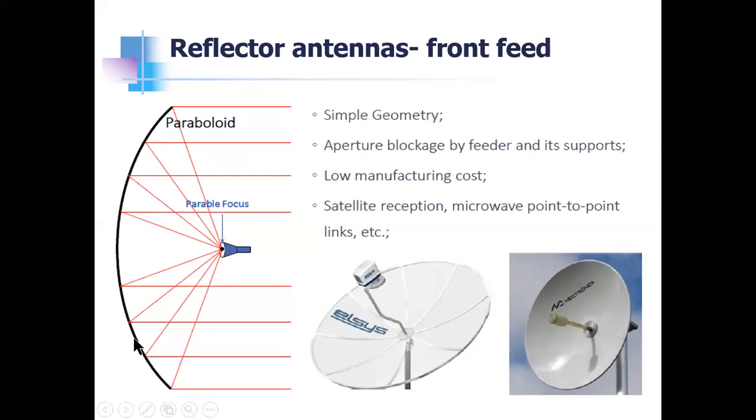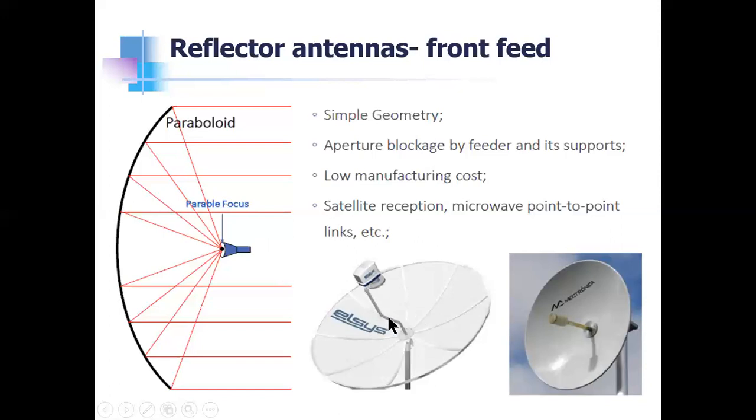Okay, so this is one figure which I got from Google for a paraboloid with a front feed, that is, the feed is placed in front of the reflecting surface exactly at the focus. So this is a reflector antenna with a front feed. The only problem is aperture blockage because of this feed. When the illumination from this feed hits the surface and comes back, there is aperture blockage because in this part you will not get the radiation.